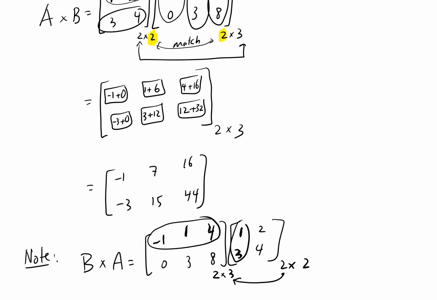So this tells us that here A times B does not equal B times A. In other words, matrix multiplication is not commutative. Only addition works that way, but not multiplication.